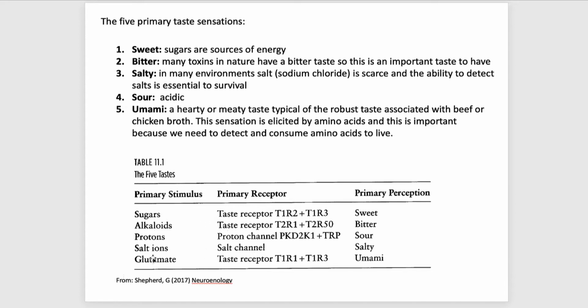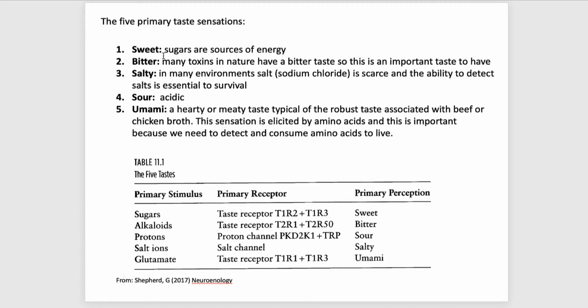Here is the name of the receptor, and here are the primary stimulants. So the sugars have T1R2, T1R3. These are all variants, and these classes of receptors, when they're stimulated, give you sweet. Here's umami, the glutamate receptor, T1R1, T1R3, and it gives you that sensation of umami. So these are the primary taste sensations.